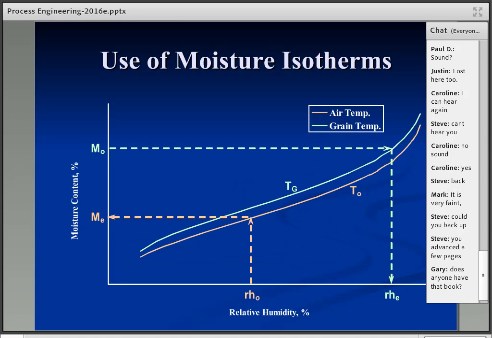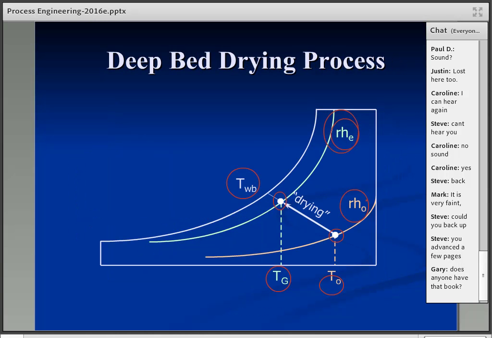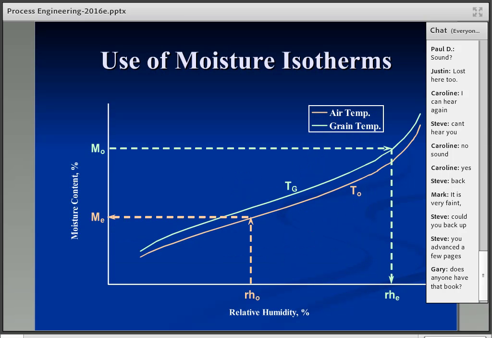This is showing those same values in the previous slide. I'll go back, but those temperatures, the initial temperature and relative humidity of the air, the final temperature of the grain, the equilibrium relative humidity, just showing those values, how they relate on the equilibrium moisture charts. There are two different equilibrium relationships. There's one at the initial air temperature, T naught. And then there's the other relationship that occurs, the temperature of the grain, because of this drying process, gets forced to T sub G.